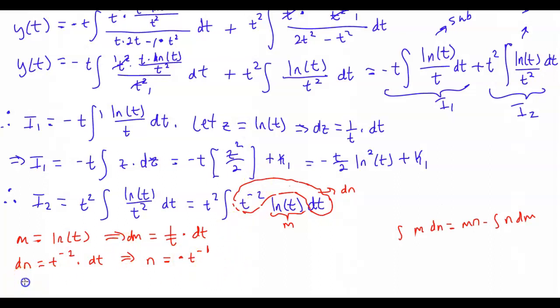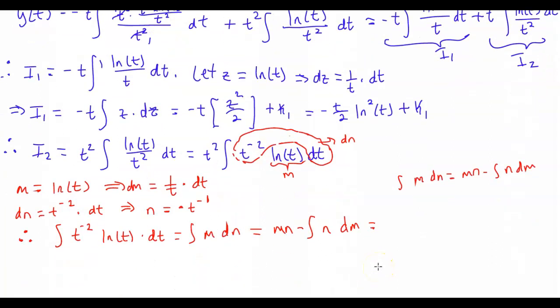And so now that we have that, then I know that this integral of -t squared natural log of t dt fits the profile of integral of m dn, which is going to be mn minus integral of n dm. And so from here, our m is natural log of t.